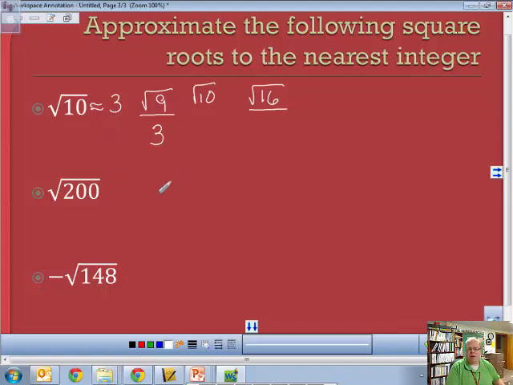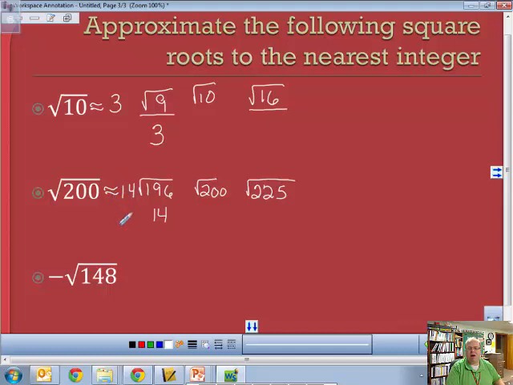Alright, so let's do 200. Looking at that chart, the square root of 200 is close to 196 and 225. Now, same question. Square root of 200, is it closer to 196 or is it closer to 225? In this situation, it's going to be closer to 196. Well, the square root of 196 is 14. So the square root of 200 is approximately equal to 14.